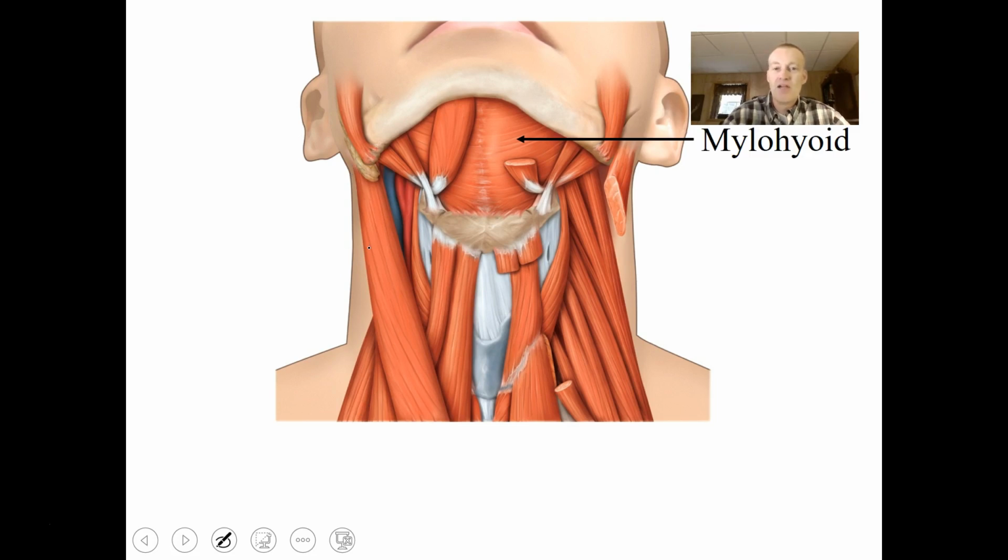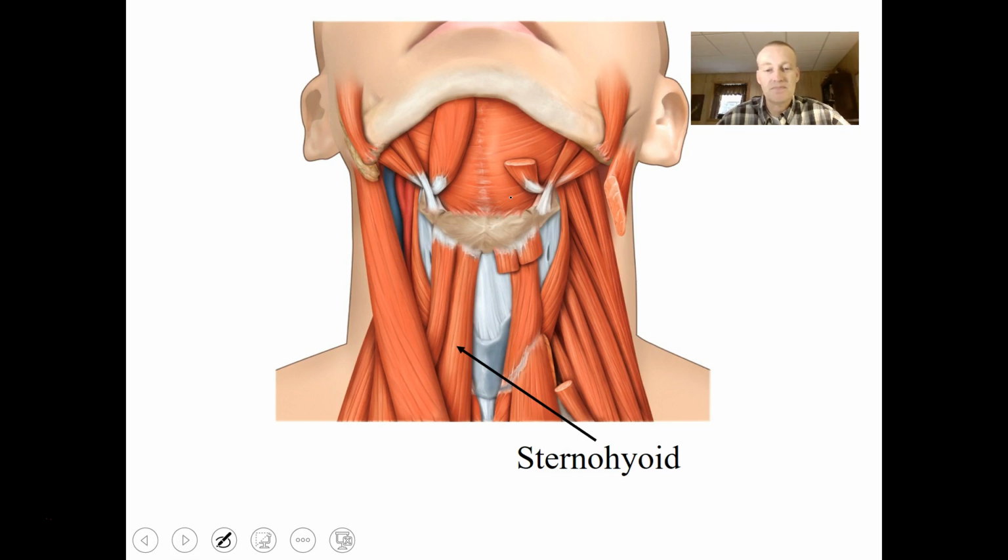The mylohyoid is this muscle here, making up kind of the bottom of the floor of your mouth. The sternohyoid is attaching to the sternum and the hyoid, and again, it's going to aid in movement of the larynx.